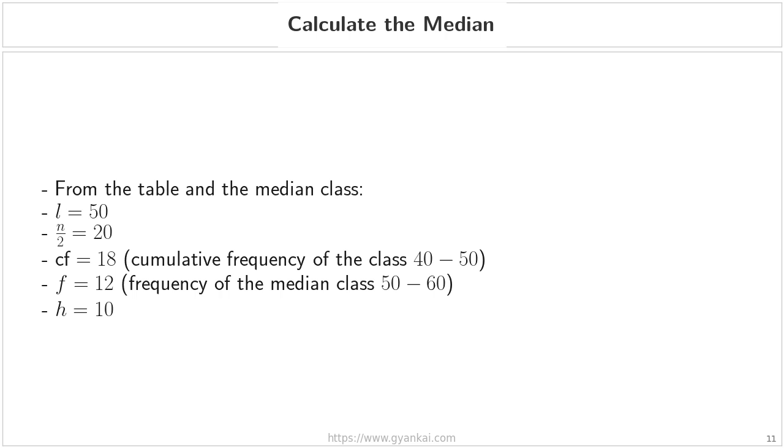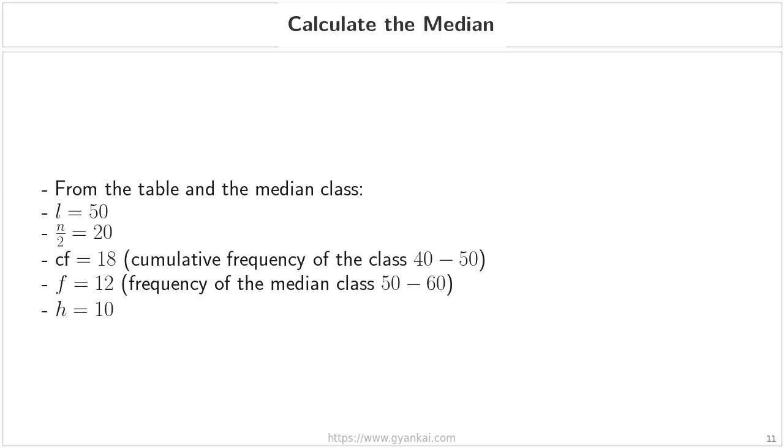The lower limit, represented by lowercase l, is 50. Next, we need n divided by 2, which is our halfway point in the data. Since our total number of students is 40, 40 divided by 2 gives us 20. Now, be very careful here. This is where many students make mistakes.